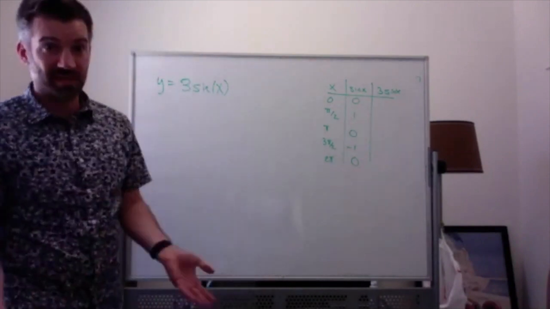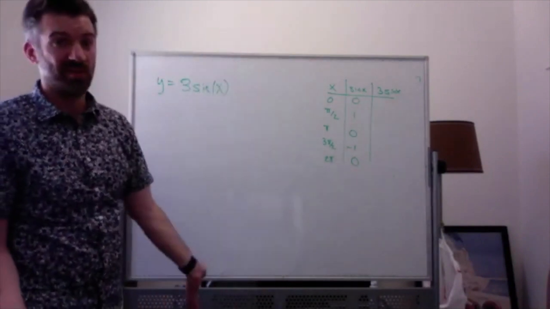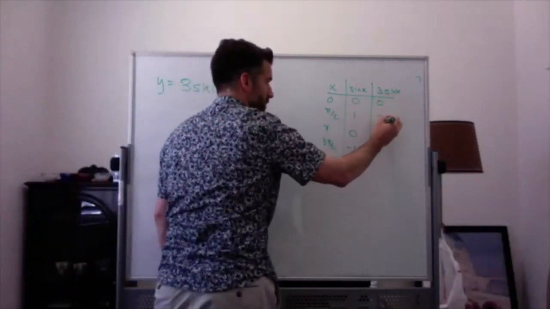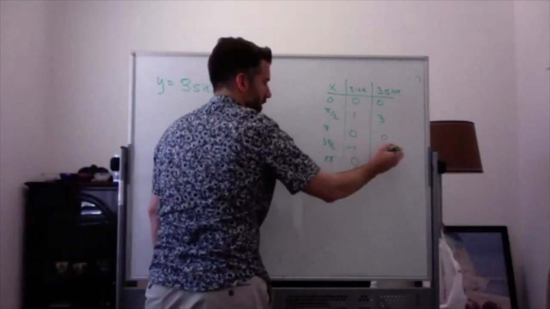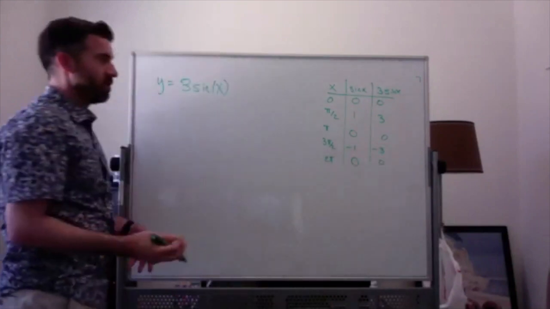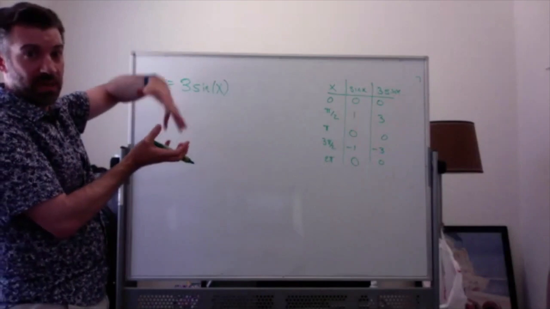And then for 3 times sine of x, we're just going to multiply all those by 3. So 0 times 3 is 0, 1 times 3 is 3, 0 times 3 is 0, negative 1 times 3 is -3, and 0 times 3 is 0. So we've just taken our highs and our lows and made them higher and lower.